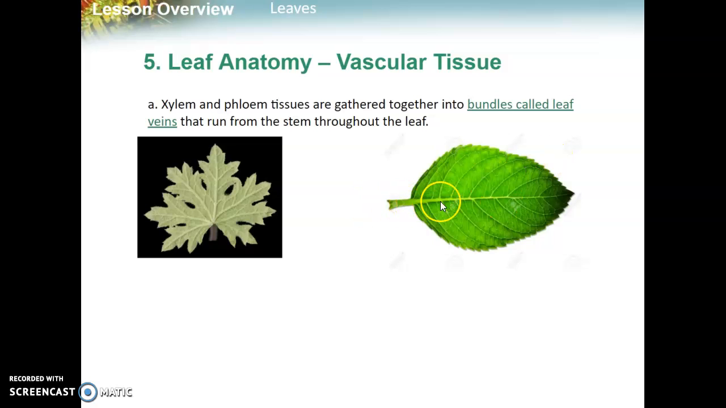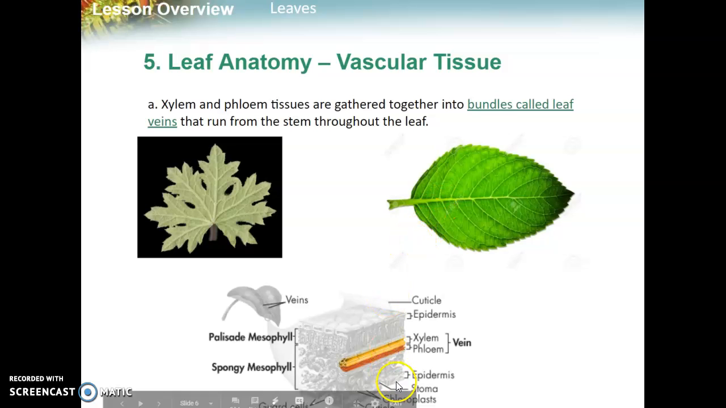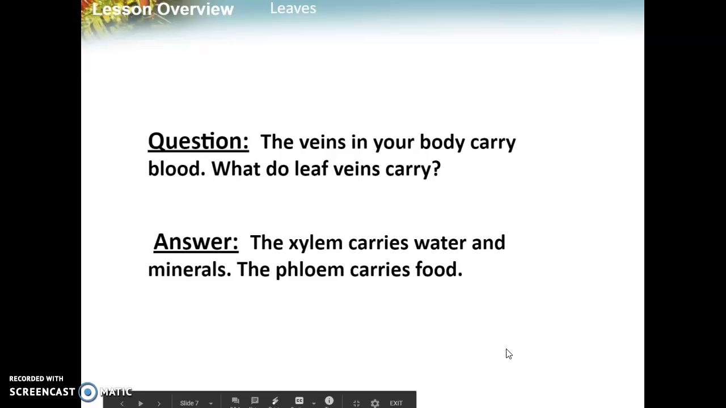And these veins, remember, contain a tube that has a xylem tube in it and a phloem tube in it. And if you look at this picture right here, you'll see something. The xylem is on the top and the phloem is on the bottom through the vein. This is always true. Xylem on top, phloem on the bottom.